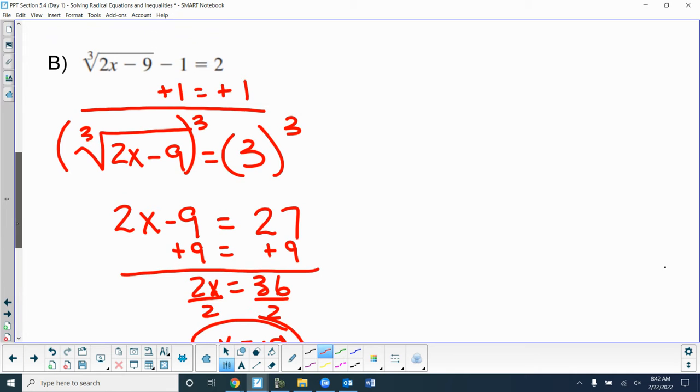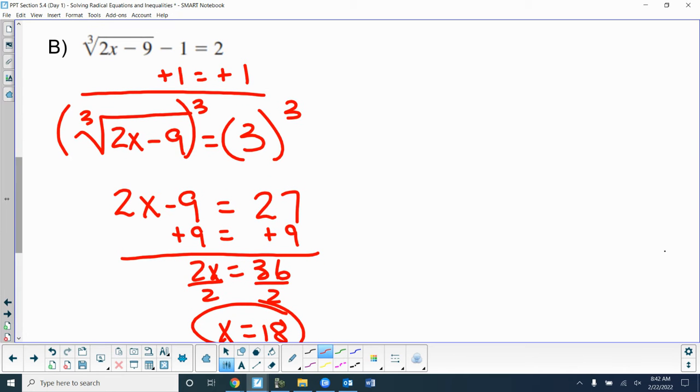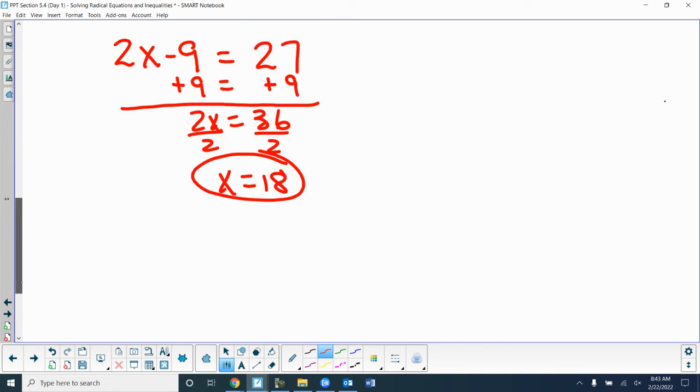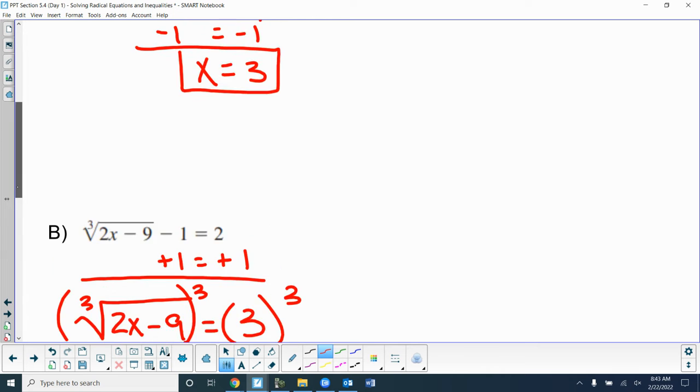All right, go back to the original. What's 2 times 18? What's 36 minus 9? 27. What's the cube root of 27? 3. 3 minus 1, 2. Yeah, so it works. All right, so always check your answer and put it in the original problem. What you get doesn't always work. Okay, those two make sense? Pretty simple, right?